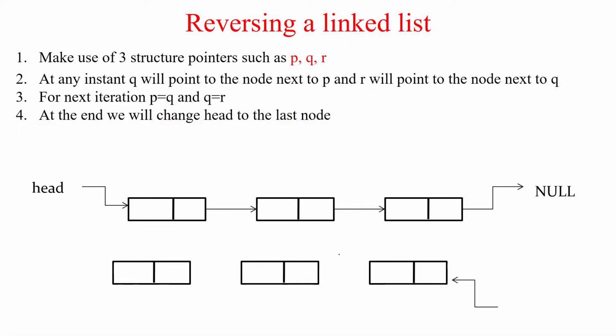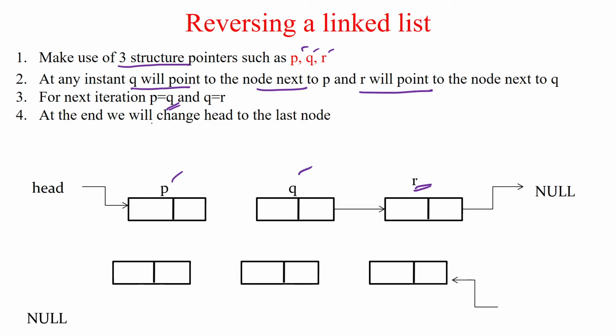So how to do this? We have to make use of three structure pointers P, Q, R. At any moment Q will point to the node next to P, and R will point to the node next to Q. Then in the next iteration P will become Q, so Q is assigned to P, and R is assigned to Q.